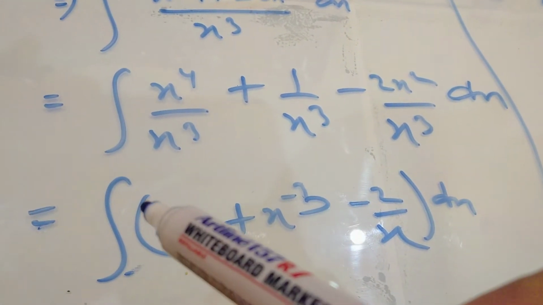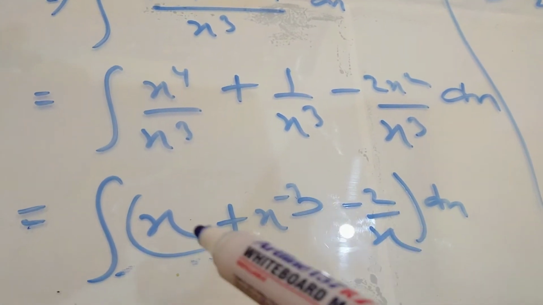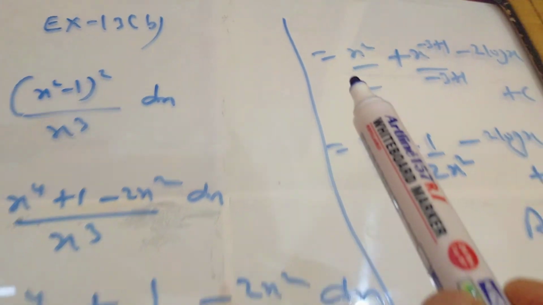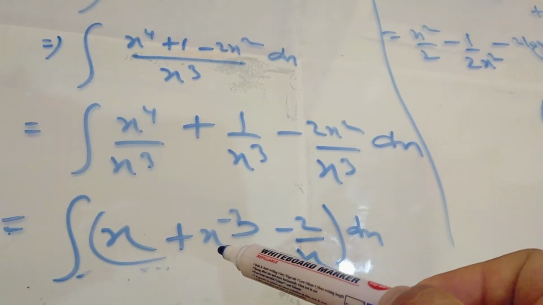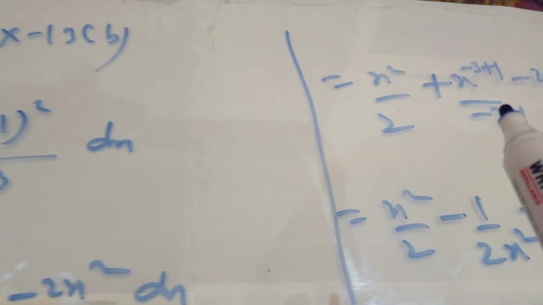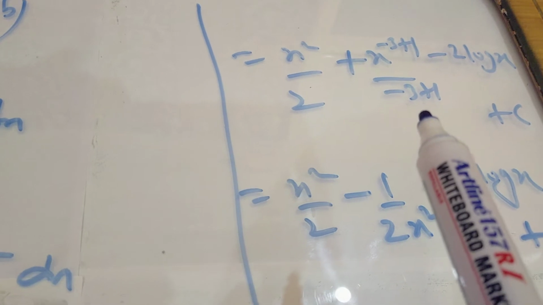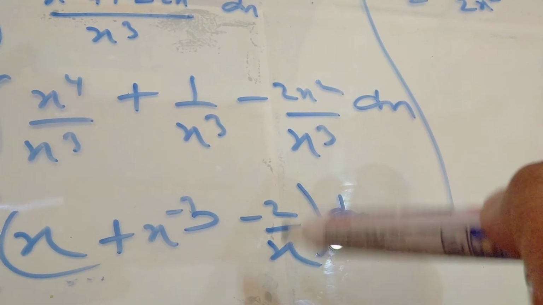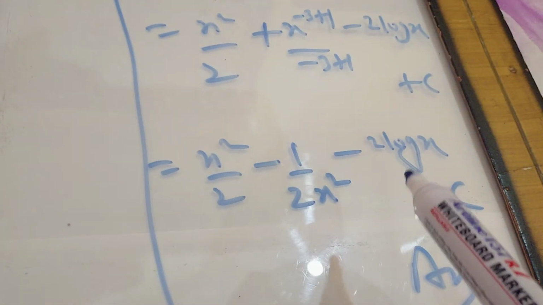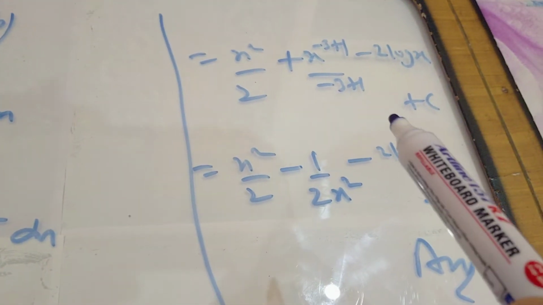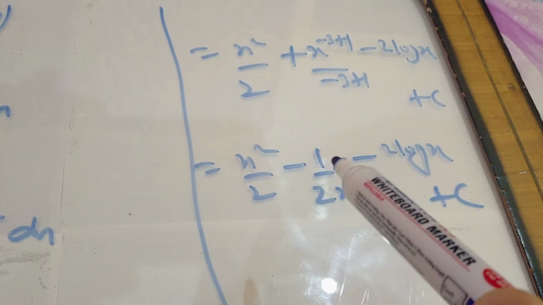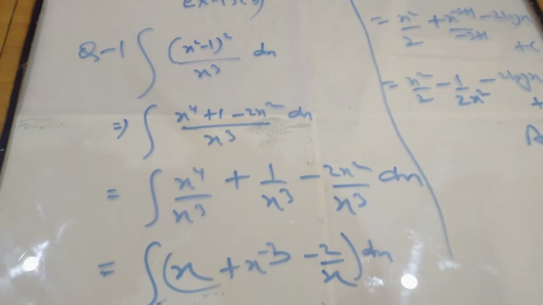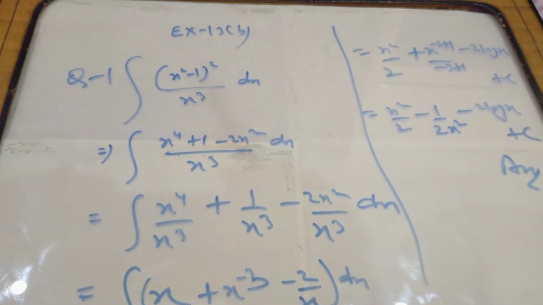So we have to find the integration of this part and this part separately. Integration of x is x square upon 2, so I have written x square upon 2. Integration of x to the power minus 3 will give minus 3 plus 1 upon minus 3 plus 1. Here 2 is common, so integration of 1 upon x is log x. So it is 2 log x plus c. So this is your final answer. So this I have written minus 1 upon 2 x square. So note down this part. This is question number 1 from exercise number 13b.